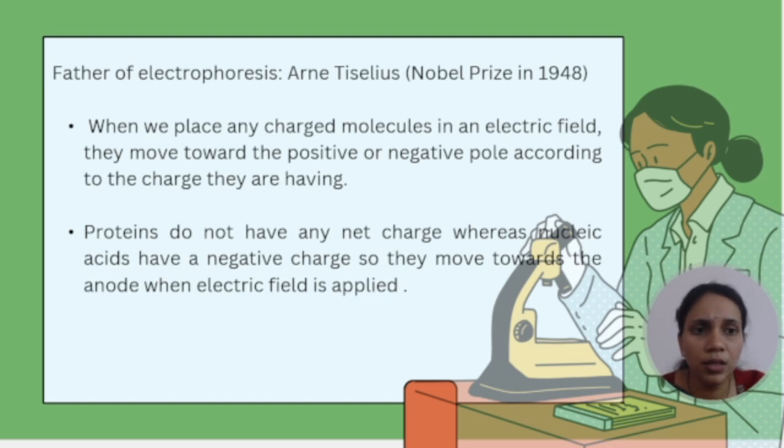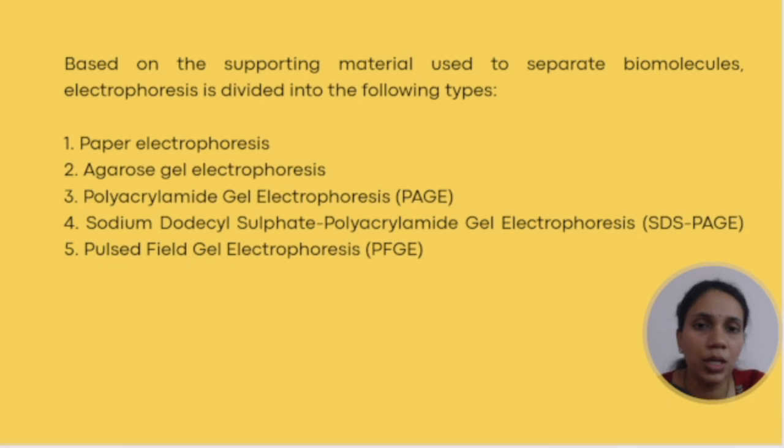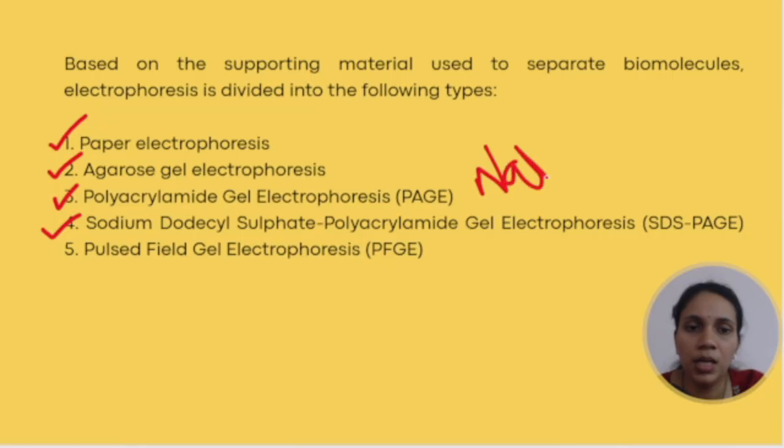Now let us move on to the next slide with this background. Based on the type of supporting medium or material used for separating the biomolecules, we have different types of electrophoresis: paper electrophoresis, agarose gel electrophoresis, which is commonly called gel electrophoresis, then PAGE, that is polyacrylamide gel electrophoresis. Here also we have different varieties. Then we have sodium dodecyl sulfate polyacrylamide gel electrophoresis, which is called SDS-PAGE. Then we have something called native PAGE.